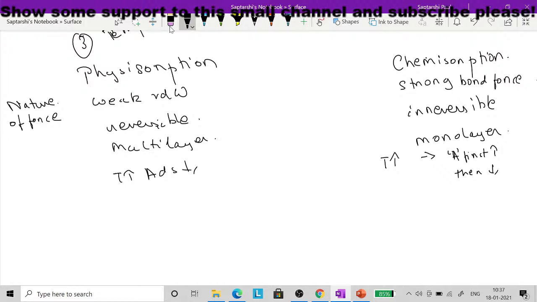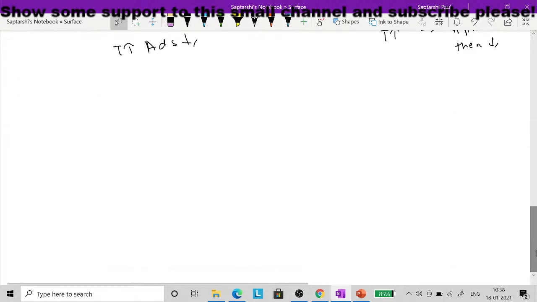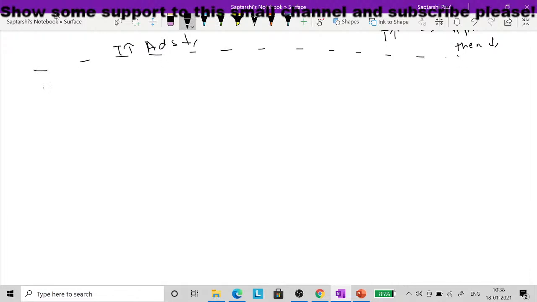And yeah, so these were mainly the things on physisorption and chemisorption, and we will now go into the different forms of adsorption isotherm. Okay, so we have your Freundlich adsorption isotherm, Freundlich, and he gave this equation for adsorption: x by m is equal to k p to the power 1 by n.